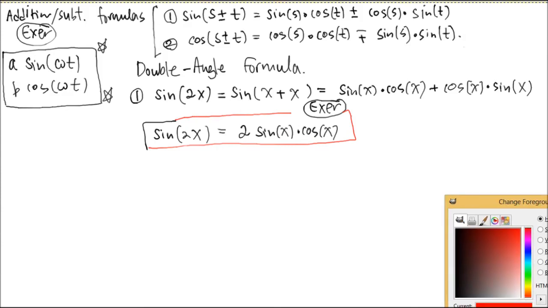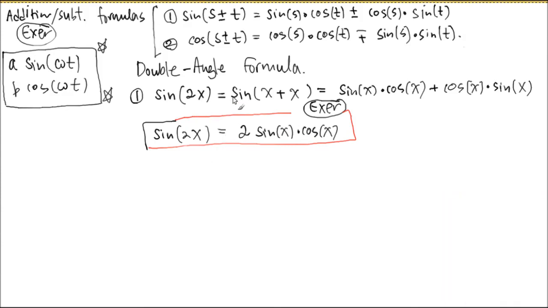All right. Let me help you to remind of this one. Sine 2x came from sine x plus x. Think about the addition formula of a sine. It's a sine, cosine, cosine, sine, right? So 2 copies are appearing like that. If that helps memorizing this formula.